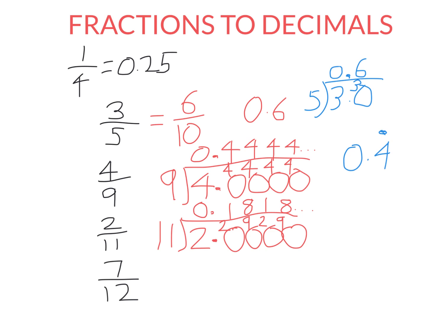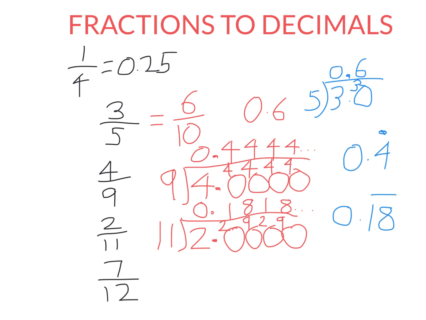So the way we write this is 0.18, and we put a dash or dot over the digits that are repeating. These two here are called exact form representations. This is the exact form of 4 over 9, the exact form of 2 over 11.